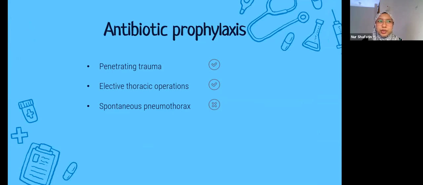So prior to chest tube insertion, penetrating trauma and also elective thoracic operations warrant antibiotic prophylaxis, but not a spontaneous pneumothorax, because based on study, 25% of patients develop some induration around the entry site of the chest tube, but it settles without further treatment, meaning that we don't need antibiotic prophylaxis.